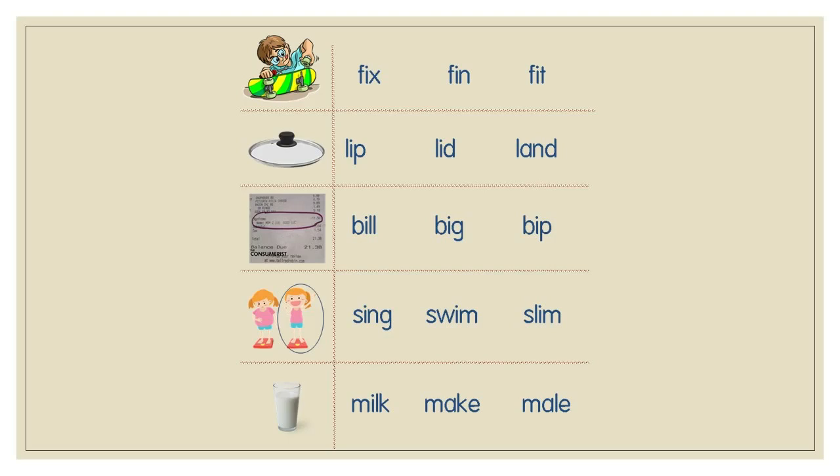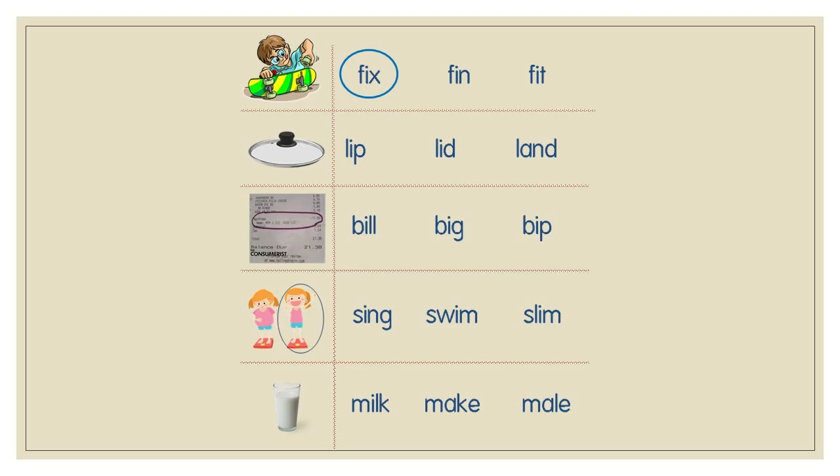Open your book page 9. In this page, you have to circle the correct word for each picture. Let's check the picture one by one. Number 1. What picture do you see? Yes, it is fix. Fix. Can you find the word and then circle it? Good job.